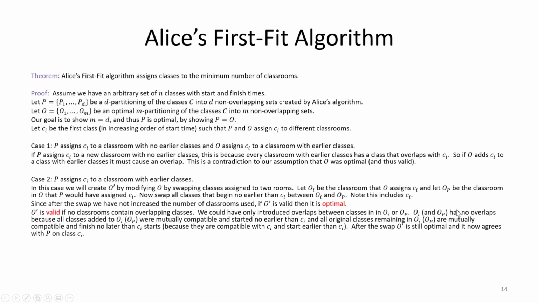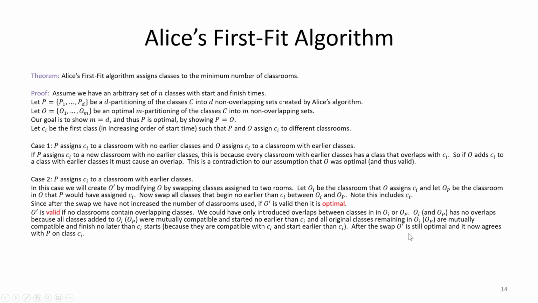Okay, let's do this one at a time. OI has no overlaps because all classes added to OI were mutually compatible. So all the new ones we added already had no overlaps between them, and started no earlier than CI. That's how we did the swap. And then all the original classes remaining in OI were again originally mutually compatible by assumption, and finished no later than CI starts. Now here's the part where that extra little bit of argument, how do we know that they finished no later than CI starts? Well, because CI was compatible with room OI, and vice versa, CI was compatible with room OP. Okay, so I've got the OP sort of in brackets here because the exact same argument, exact same wording works for OP as well.